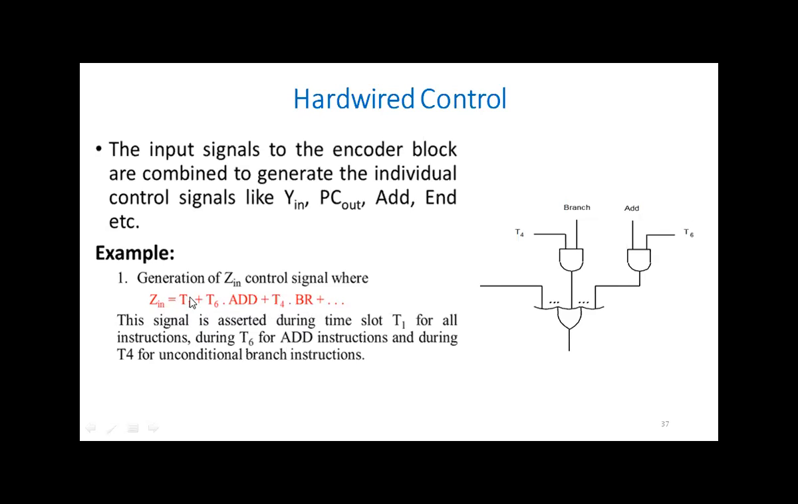So likewise, this is the meaning, and this is the hardware organization of the signal Zin. You can see this AND gate means at T4, for the branch instruction, this is activated. And this is for the add instruction, at time T6 this is activated. And you can see this is your OR gate, so either this or this or this. So this is the signal generation using hardware control.